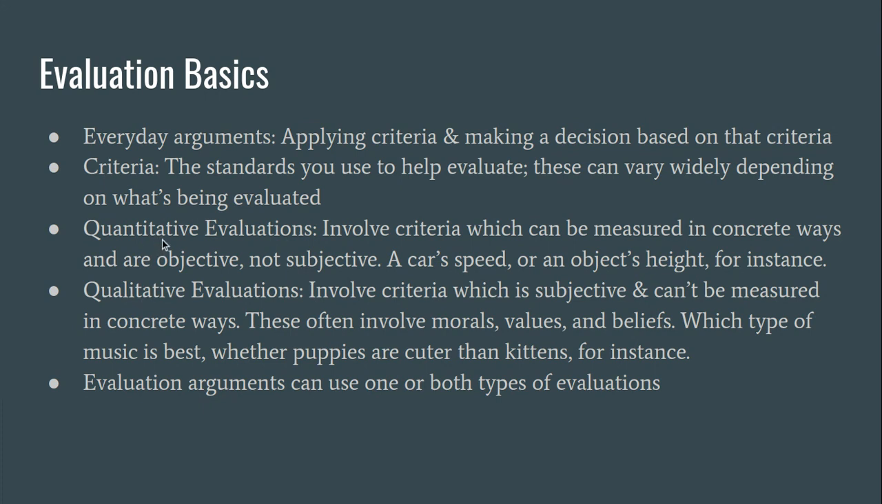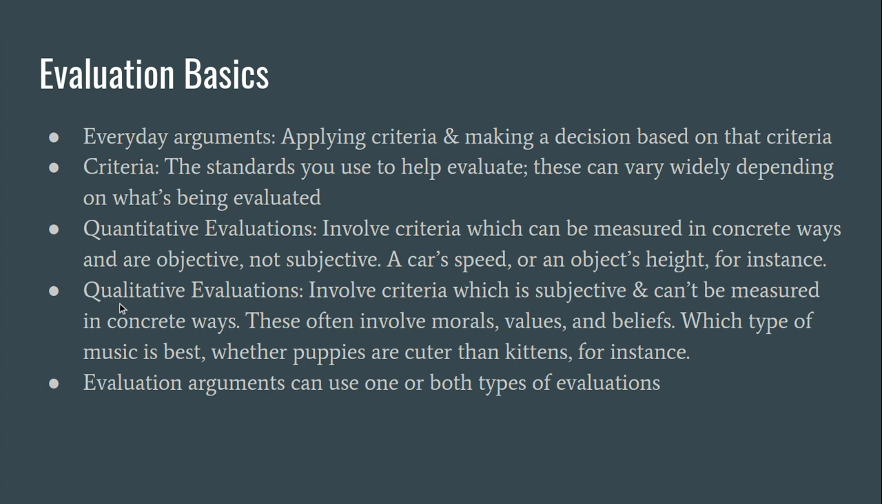So the first one is quantitative evaluations. And these are things that involve criteria that can be measured in concrete ways. These are objective, not subjective. So for example, how fast a car can go, how much an object weighs, or how tall it is. Those are quantitative. There's no arguing about how fast a car can go, or how much something weighs, or how tall it is, and so on.